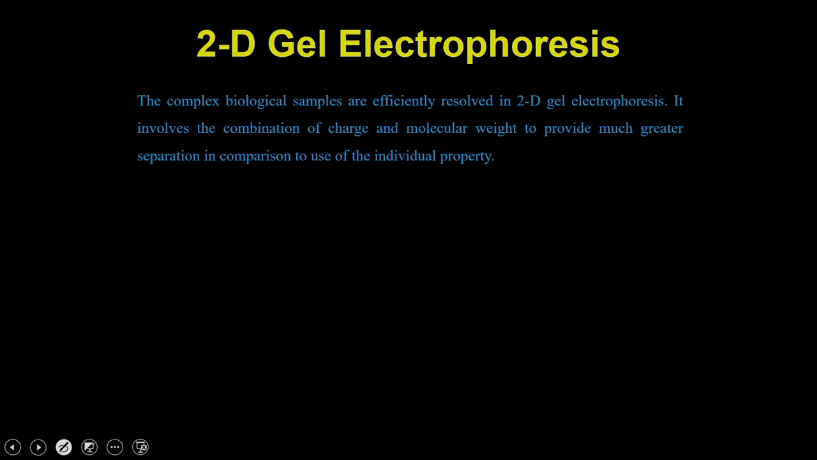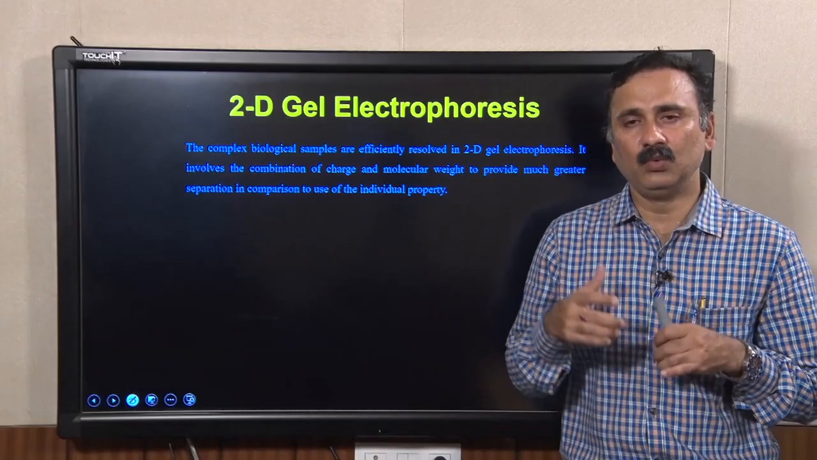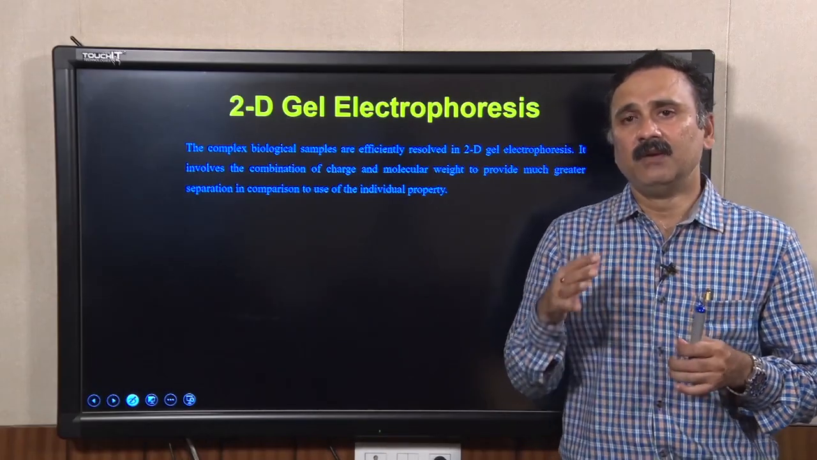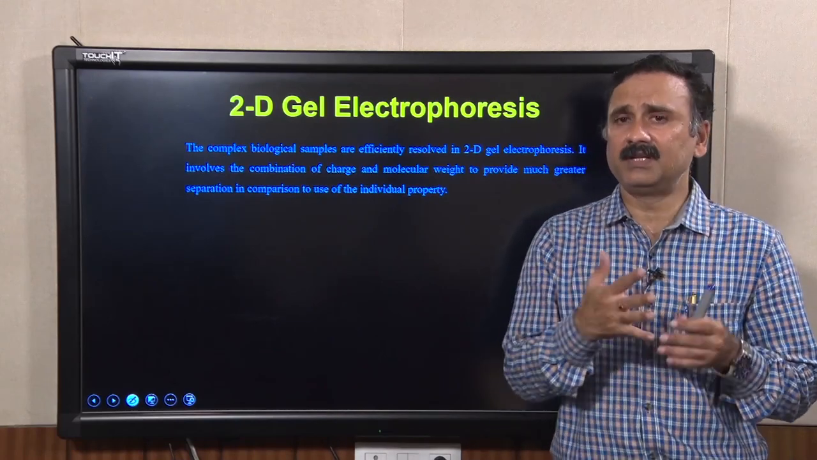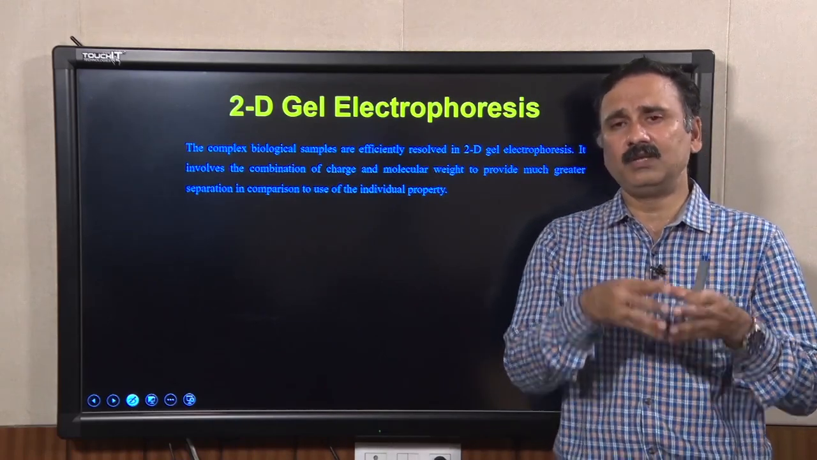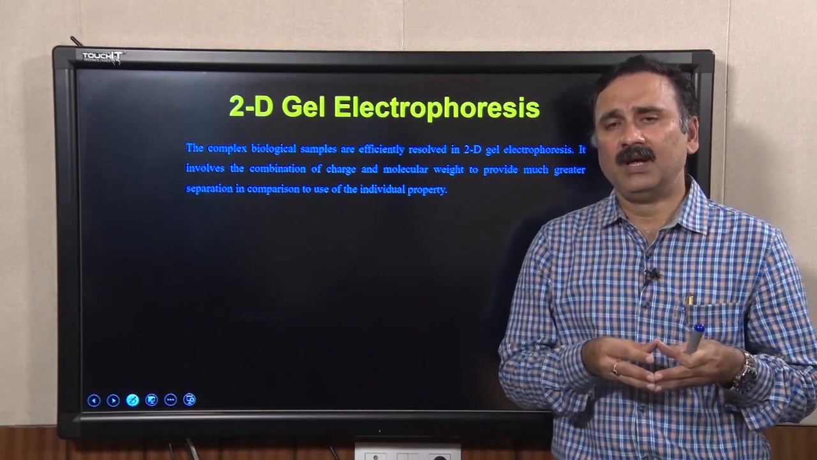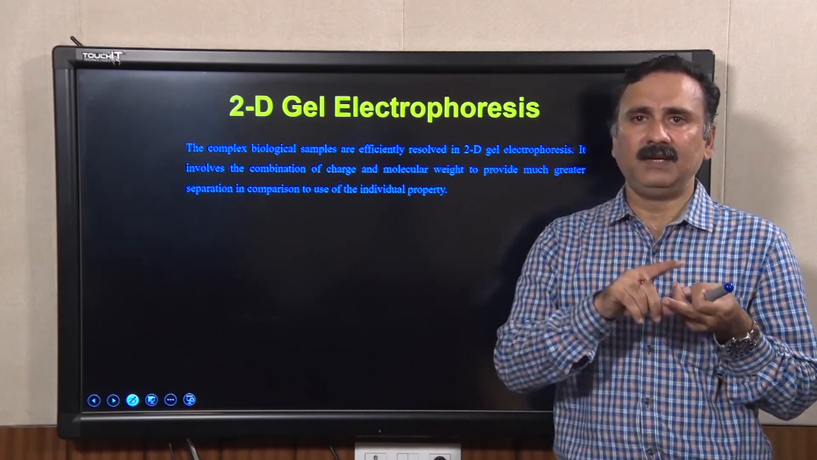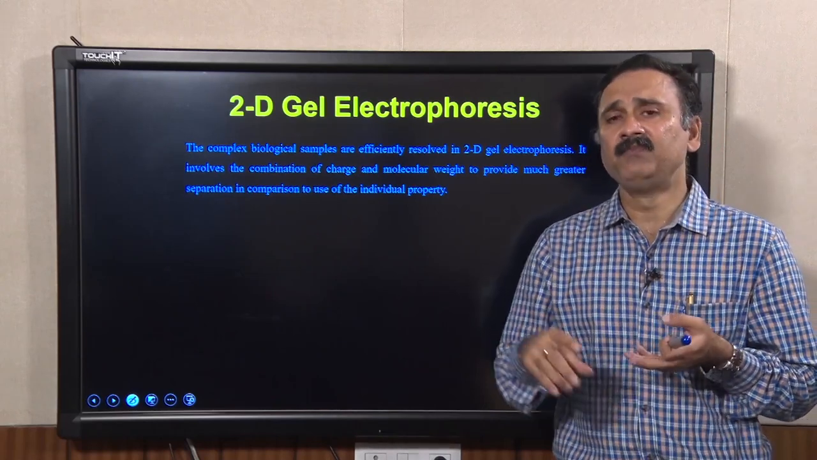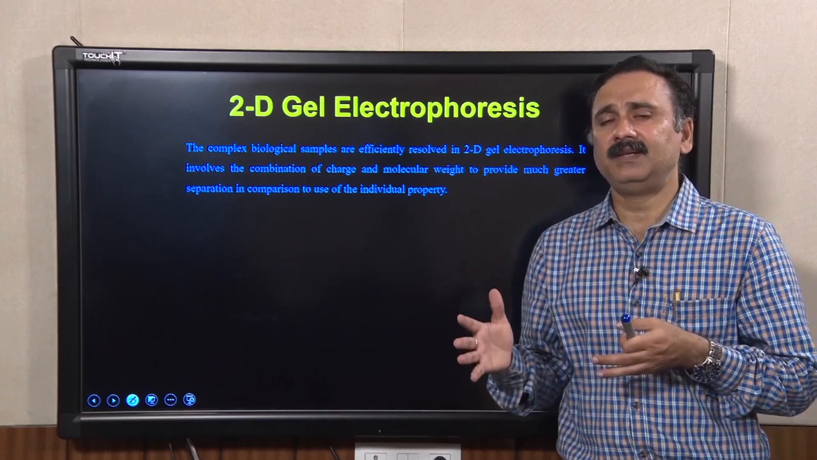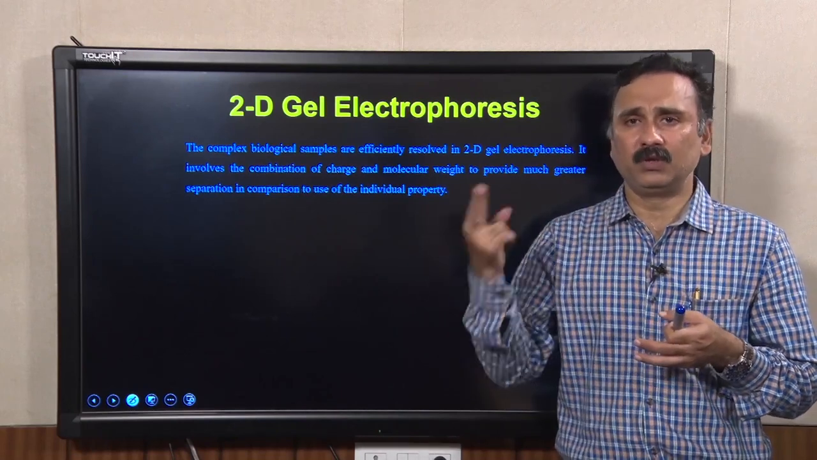Now, let us move on to the next topic, and that is two-dimensional gel electrophoresis, because so far we were discussing only gel electrophoresis, but gel electrophoresis is always utilizing one property, either the charge or the mass or the combination of charge by mass, but it was not utilizing two properties to resolve the sample.